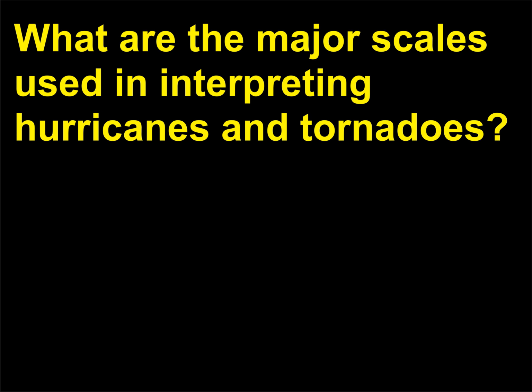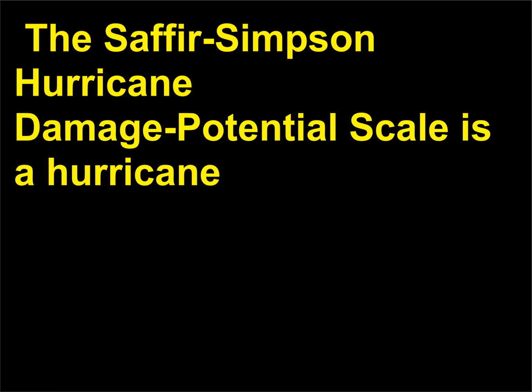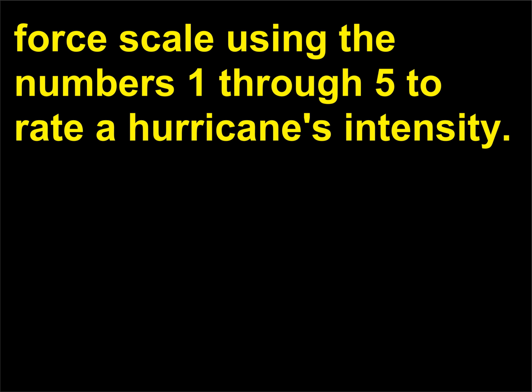What are the major scales used in interpreting hurricanes and tornadoes? There are two major scales used to interpret hurricane and tornado intensity and thus potential damage. The Saffir-Simpson Hurricane Damage Potential Scale is a hurricane force scale using the numbers 1 through 5 to rate a hurricane's intensity.